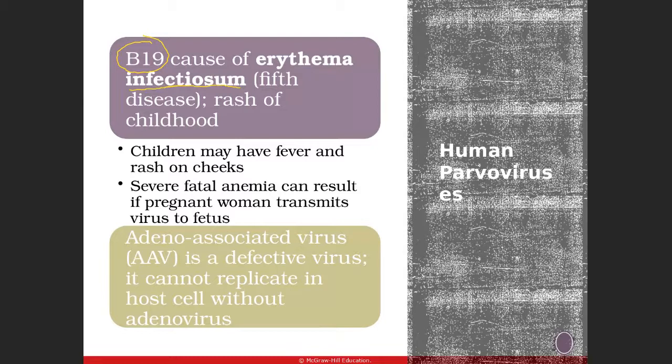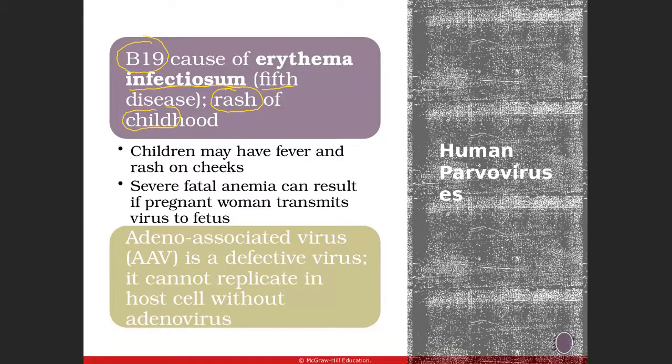common name for this disease is the fifth disease, usually on children, which is a rash on the skin, and mostly the rash is present on the cheek. So the cheek of this child will be reddish, just like someone just slapped his or her cheek. So this is a cheek rash on the children, also known as the fifth disease.